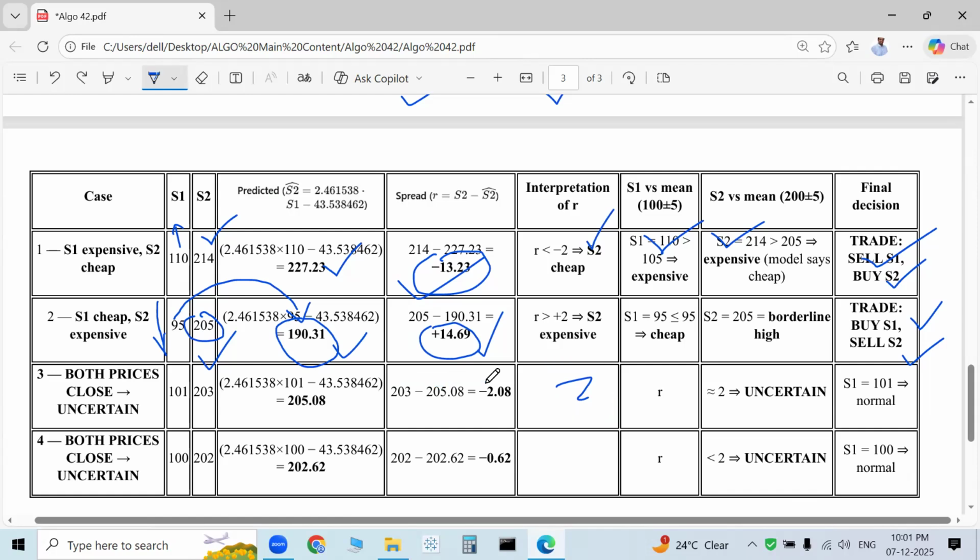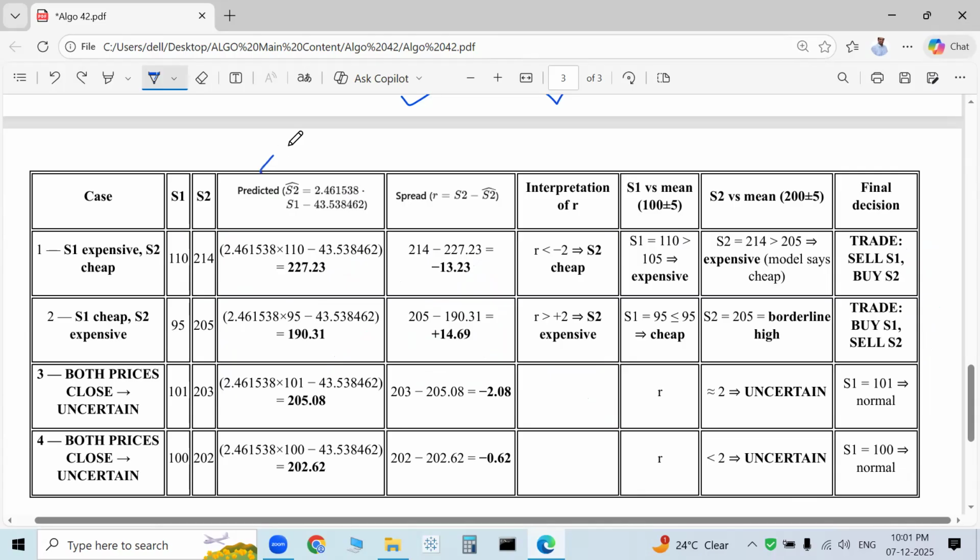I'll repeat the complete concept one more time, so this will be very clear. Slightly mathematical, but if you pay attention, you will be able to understand for sure. There are two stocks, S1 and S2. S2 follows S1. That is what we have observed. So that is why we created this equation using the OLS method.